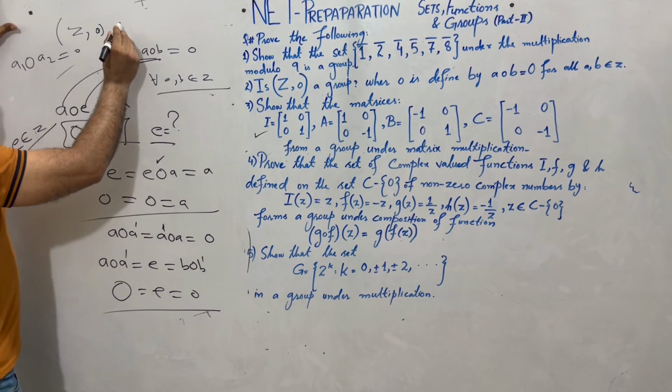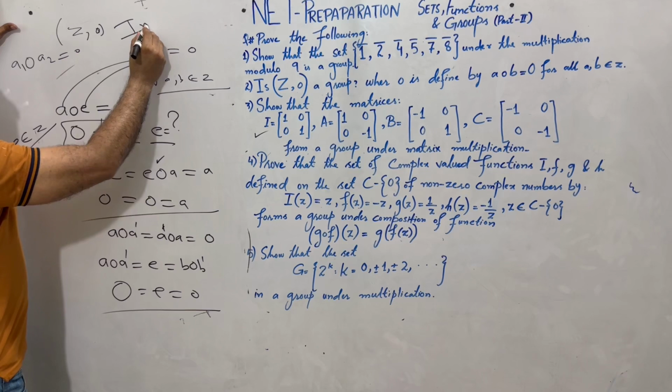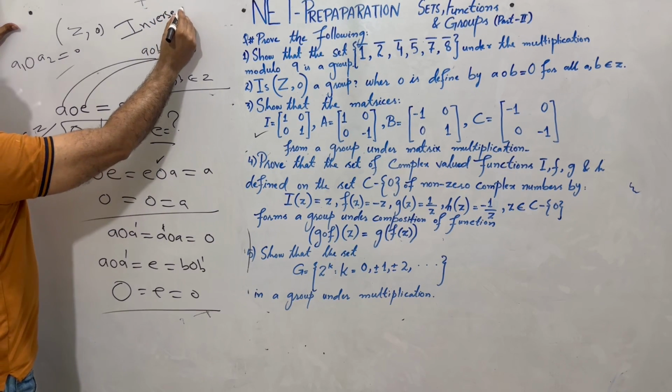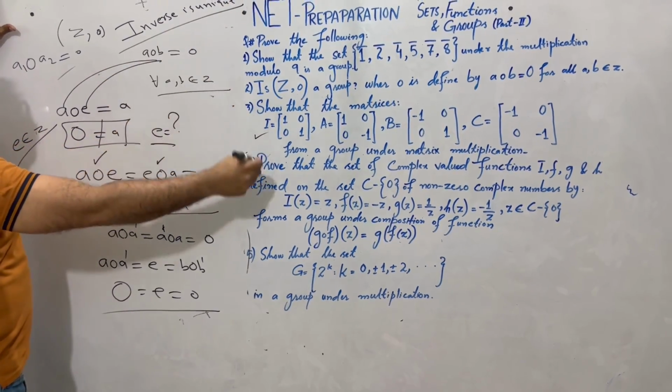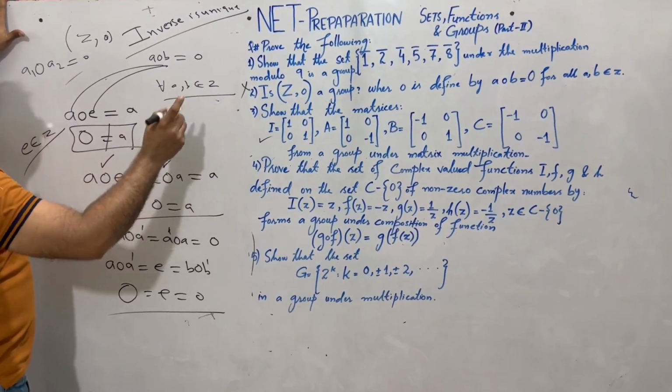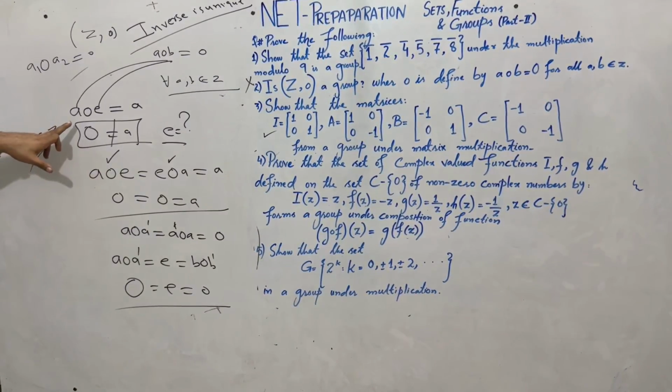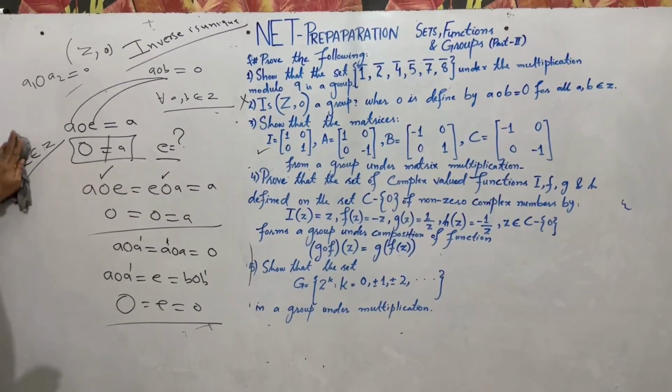According to the definition of a group, inverse is always unique. That is not the case in our question. Second, we are not in a position to find identity.